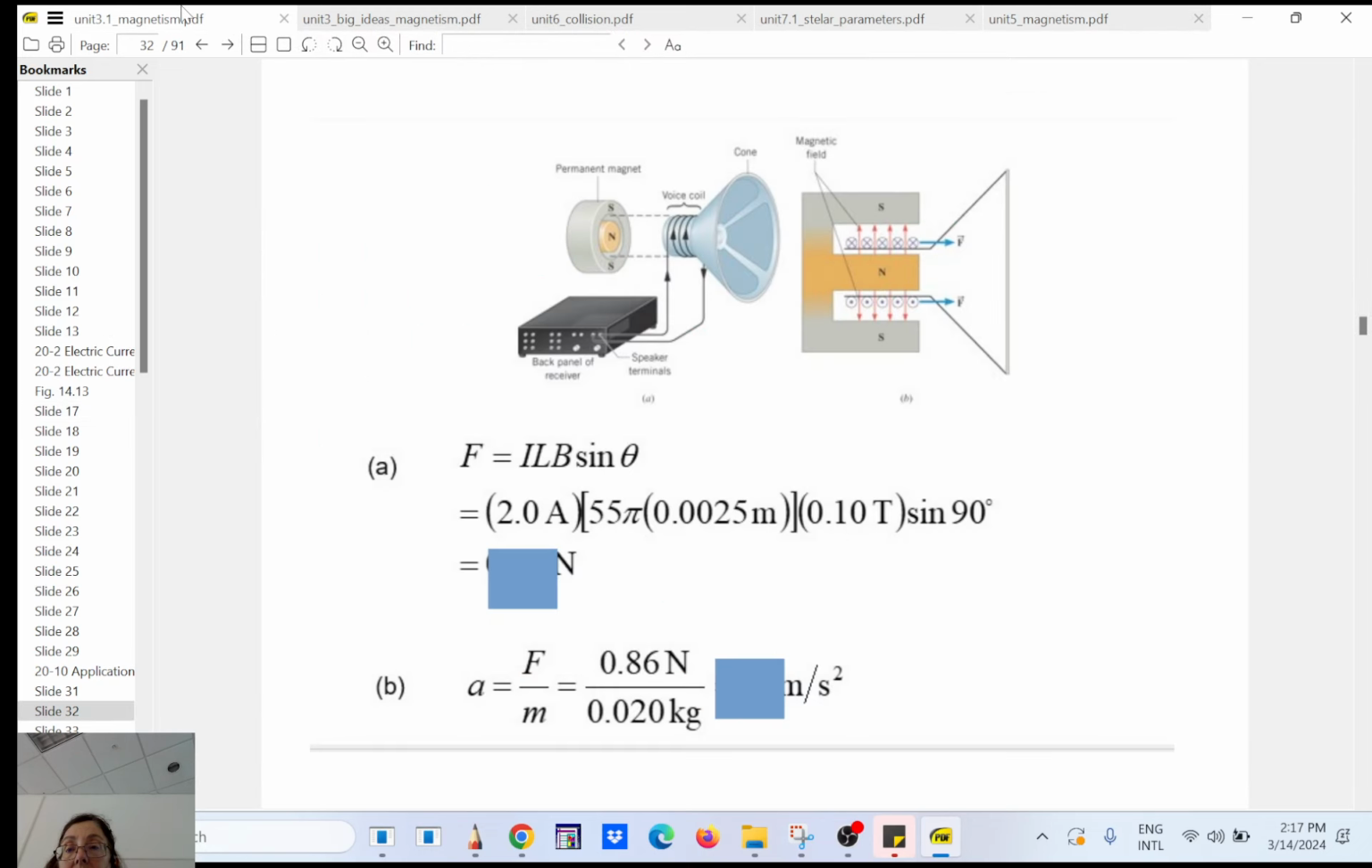Okay, so let's go back to our unit. We did this one. Okay, you see that will be the force here, the magnetic force if you have a coil. The force is from that permanent magnet. So we did that last time.